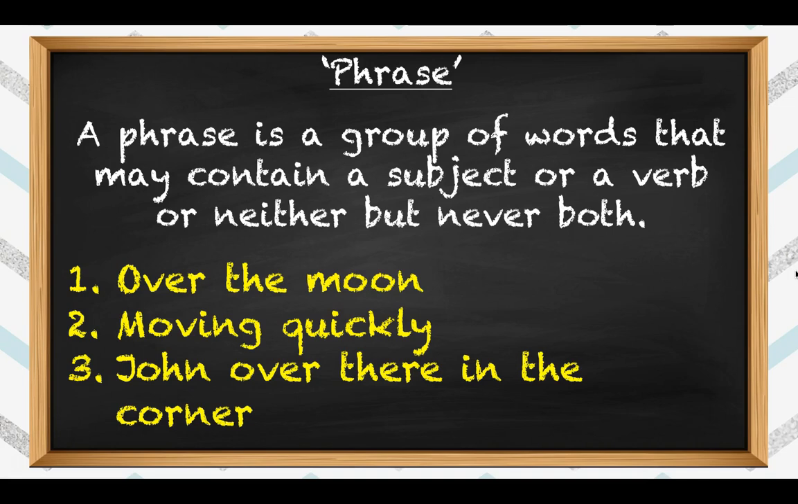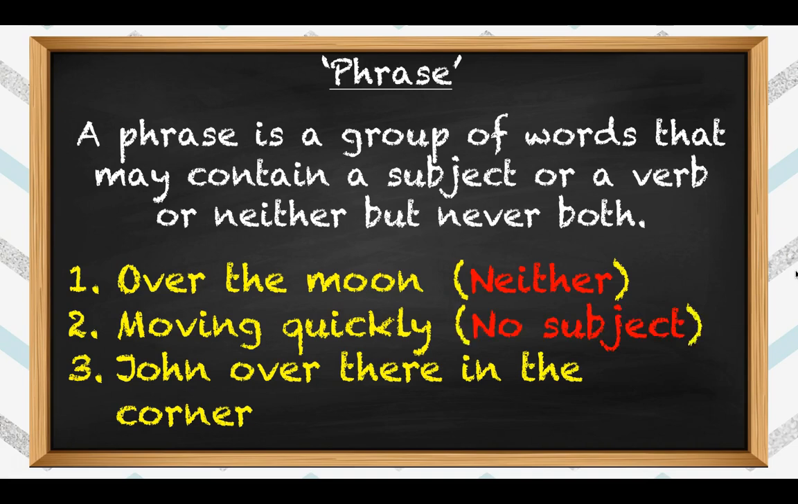So the first has neither. We don't know who or what is over the moon or what they're doing over the moon. The second has no subject. We don't know who is moving quickly. And the third has a subject, John, but no verb. None of these phrases make sense on their own. They would have to be connected to a clause for them to work.